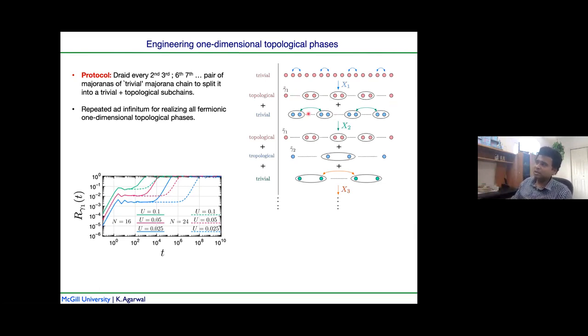And then you can take the trivial subchain and drive it with another set of double braids, exactly analogous to the first situation. You will divide essentially this subchain into two sub-subchains, one of which is topological, one is trivial. As a result, you can realize more and more zero modes at the ends of your chain in which you started out with imperfect zero modes. And you can see this also numerically.